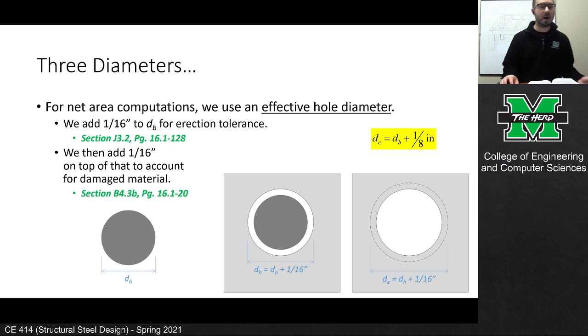Before I open it up to questions, I am going to say one thing. You all are not going to like me later on in the semester when we look at bolted connections, because when we are assessing the limit states related to bolted connections, we don't use the effective hole diameter, we use the actual hole diameter. So when we get to bolted connections, we're going to add a 1/16 of an inch. For now, you're just going to add 1/8, but later on, you're going to add a 1/16, and you're going to go, dang it, Dr. Mike, why can't you just keep it consistent? My apologies for that, but that's steel design.